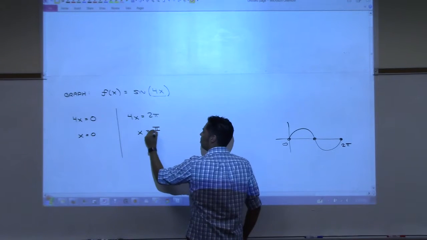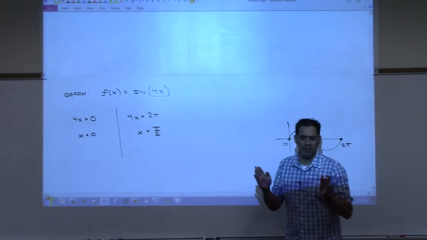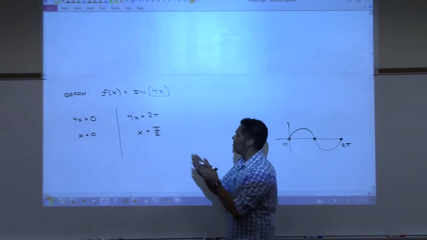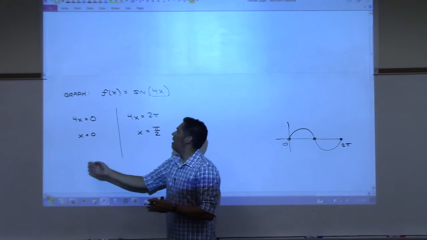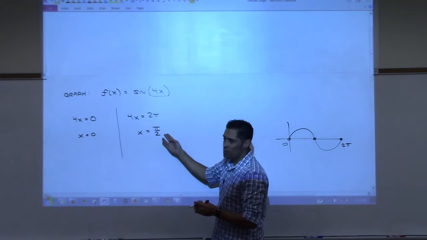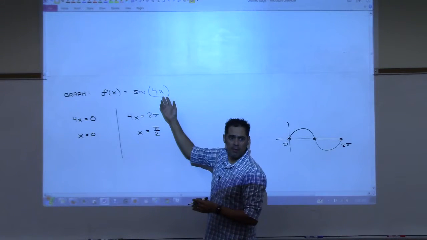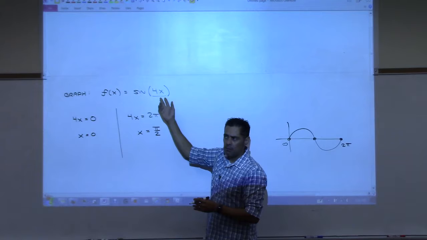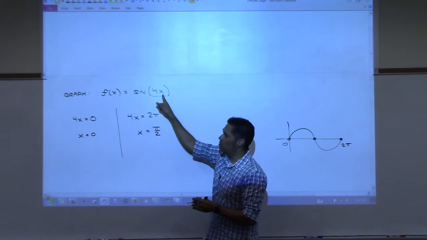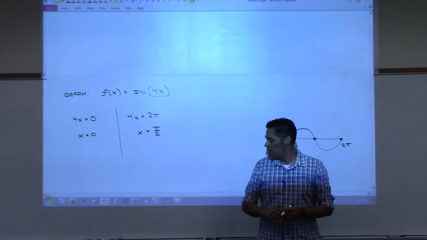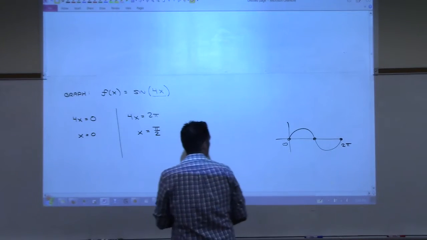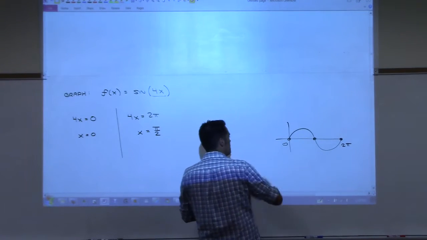Pi over 2. So what this is saying to me is this. If I plug 0 into this for x, I should be at 0. And if I plug in pi over 2, I should be where? If you plug in pi over 2 here, you should be where? At 2 pi, yes?